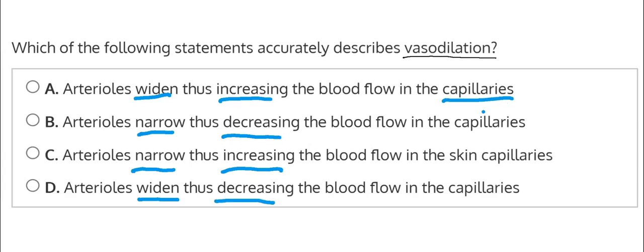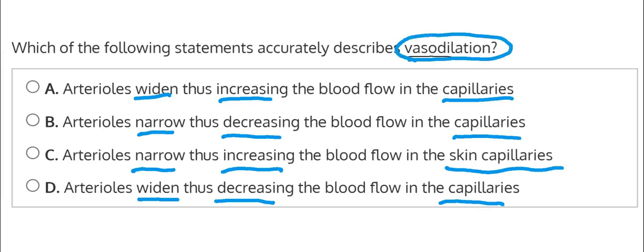Here we have capillaries, capillaries, capillaries, and then option C specifies skin capillaries. So let's break this down. So when we see this term vasodilation here, we know vaso has to do with the veins, and then what's the dilation referring to? We see in the choices here that it's either something to do with widening or something to do with narrowing. So which one would it be, widening or narrowing?